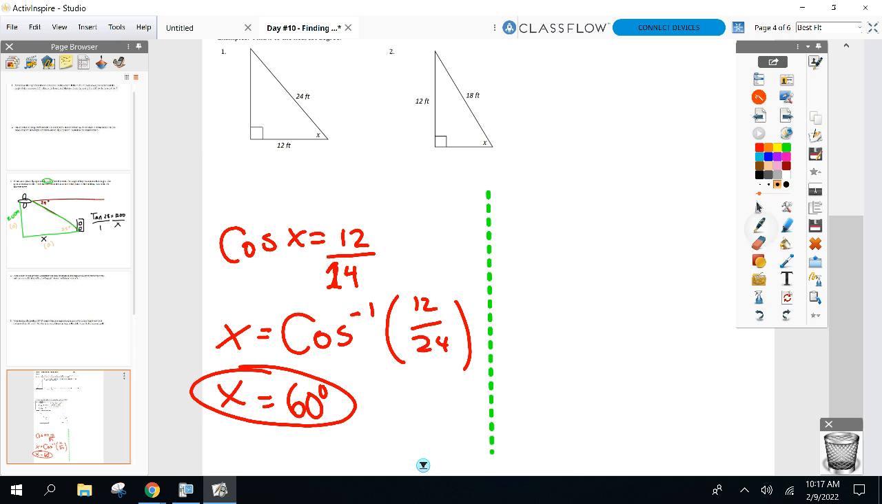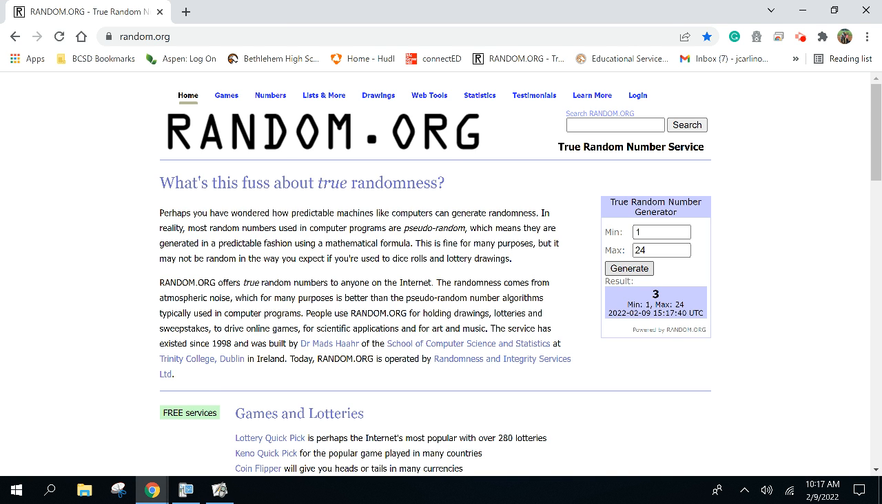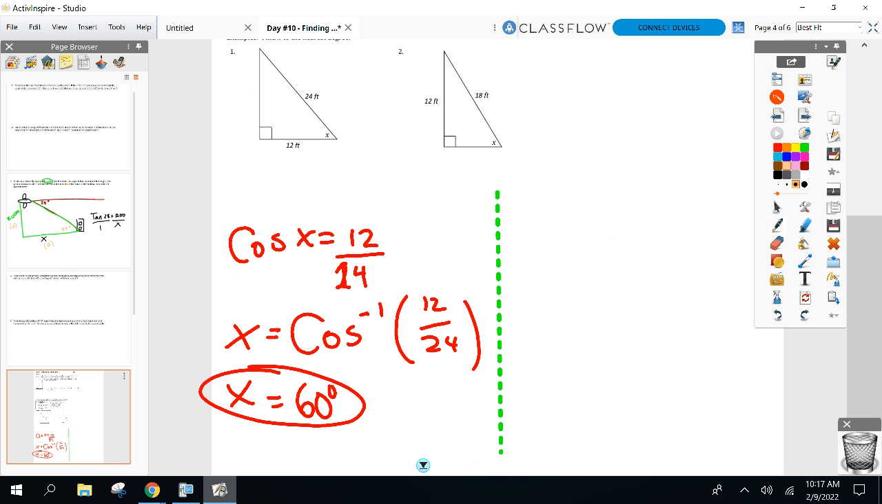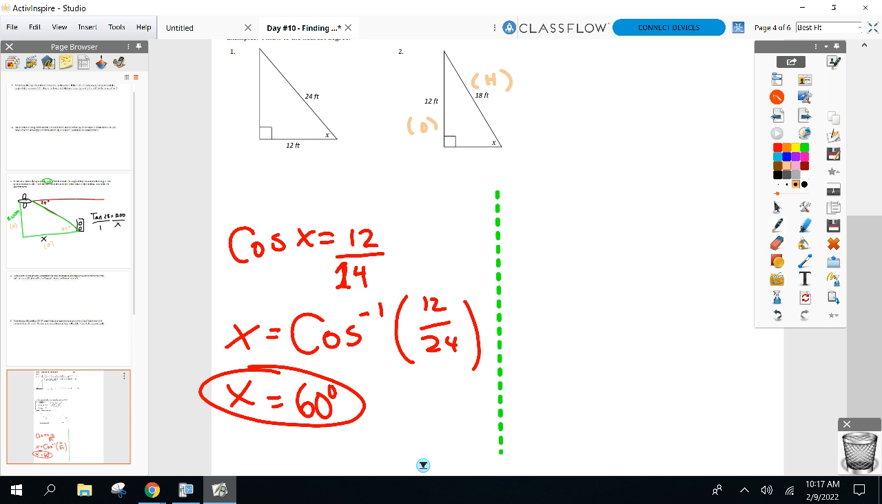Let's keep going. This next one, identify what the 12 and the 18 are for me. The 12 is opposite. 18, hypotenuse. All right. Which ratio am I going to use to find the angle? Sine. Guys are on fire today. So sine of x equals opposite 12 over hypotenuse 18. Don't cross multiply. I know it's tempting because that's what you've always been doing.